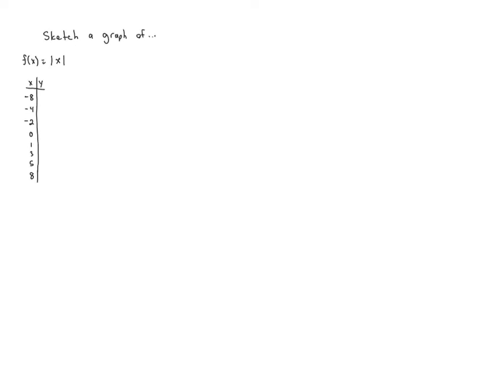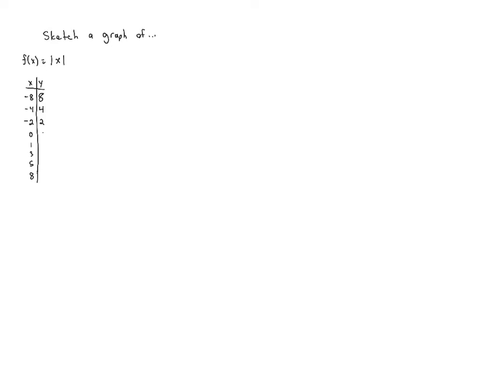I'm picking kind of some random numbers, but I would like some numbers that are a little bit further away from 0 this time, and you'll see why in just a moment. So let's figure out the corresponding y values. This function takes the absolute value of the input, so the absolute value of -8 is +8. The absolute value of -4 is +4. The absolute value of -2 is +2.